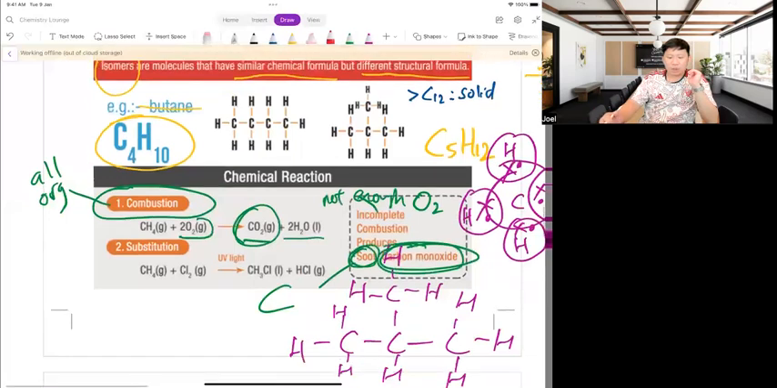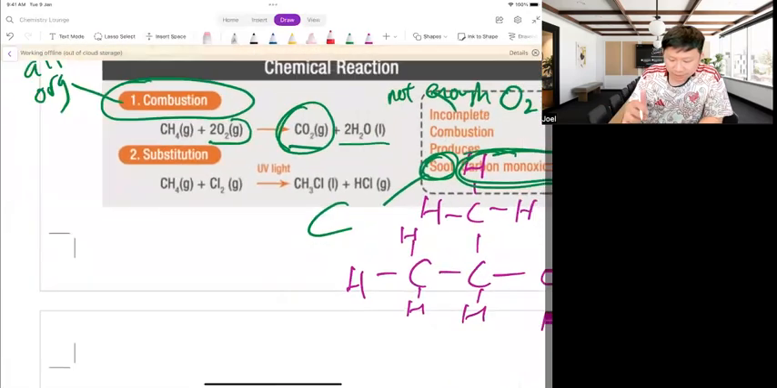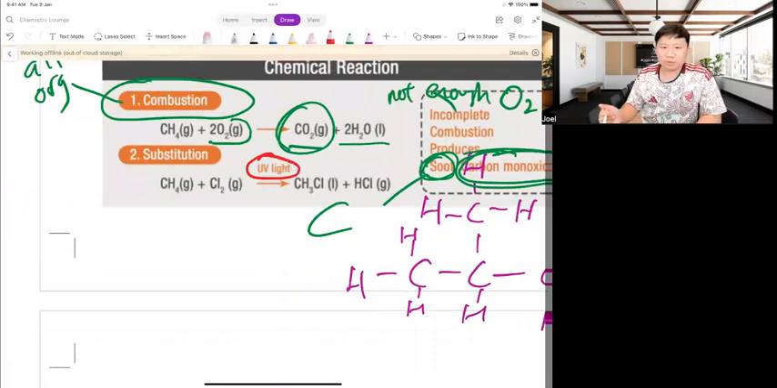Next one, which is something new, is called substitution. After this, we take a break, but follow me. Look at the substitution. Memorize UV light. This is the start of all the memory work. This one you cannot derive. You must memorize UV light or sunlight. Who substitutes who? Look here.